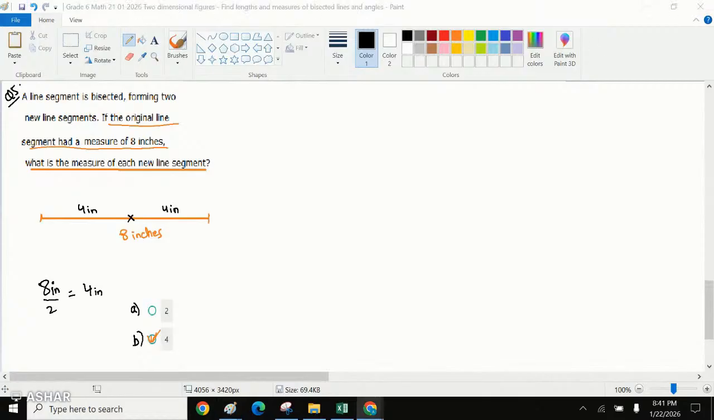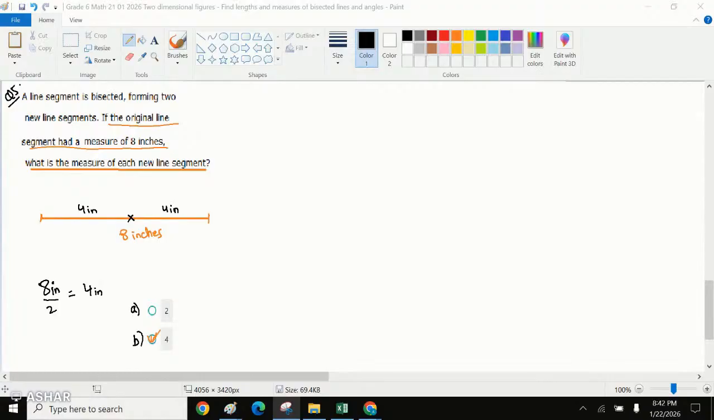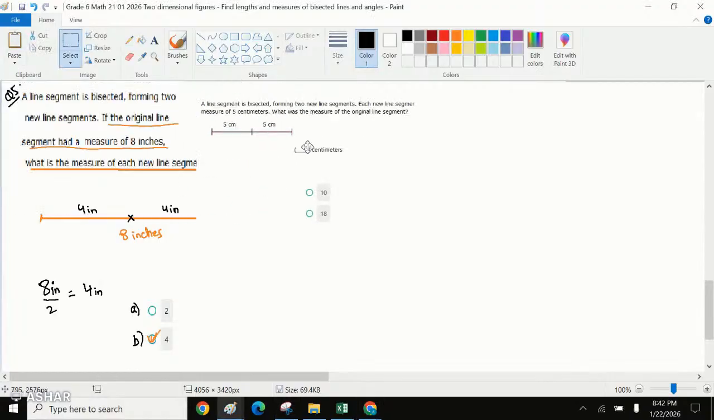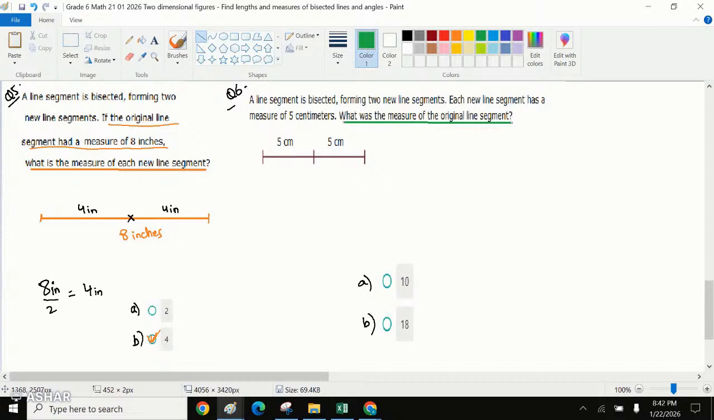One more. The next question, question number 6, says a line segment is bisected, forming two new line segments. In this case, the smaller parts are given to us. A line segment is there, and option A and option B are given. What they're asking us is, what was the measure of the original line? It's the reverse of question number 5, right?